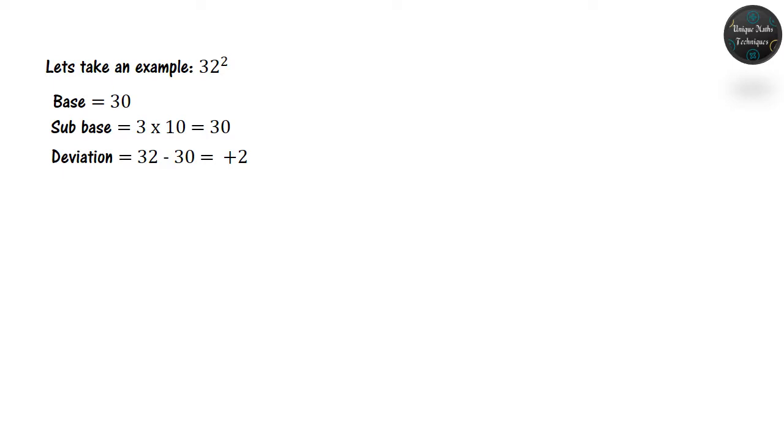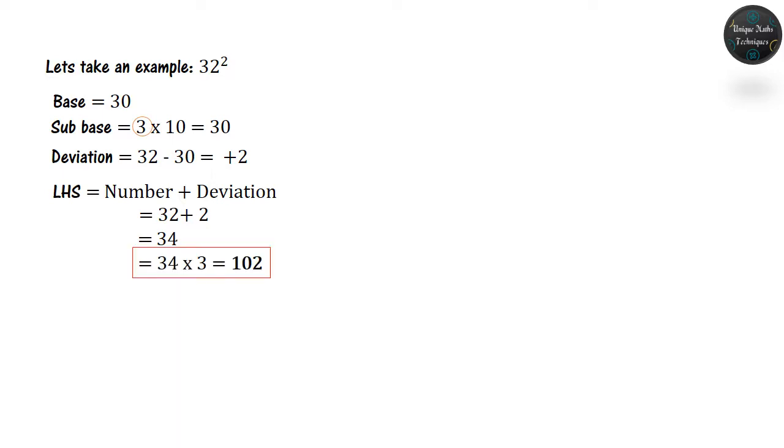Now we'll be calculating squares in two parts, that is left hand side and right hand side. For the left hand side, we just have to add the number and the deviation. So the number is 32 plus 2 because it is a deviation plus 2. So 32 plus 2 gives us 34. And now we have to multiply this 34 by the subbase, that is 3. So 34 into 3 gives us 102 and this 102 becomes a left hand side.